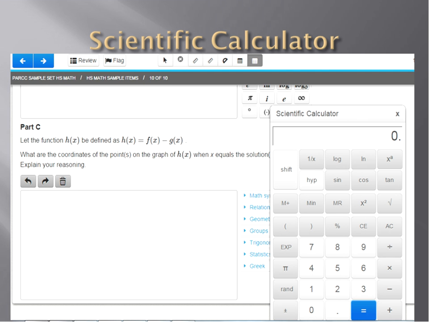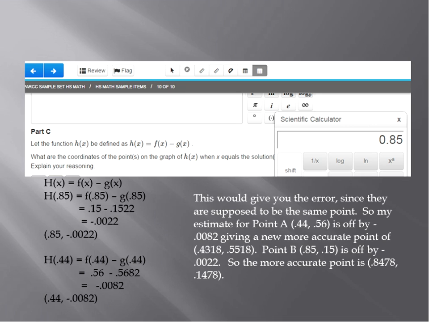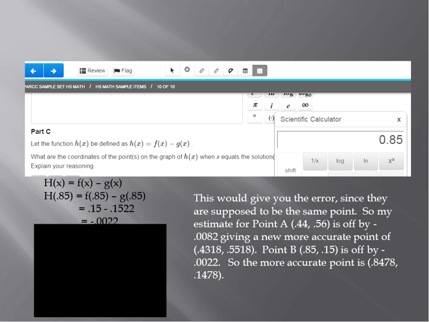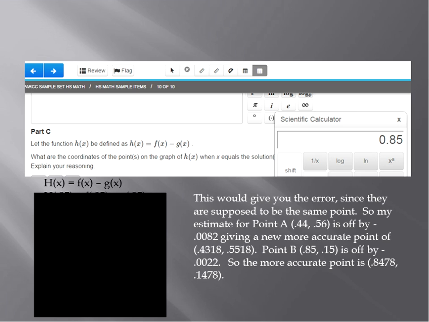Part C. Let the function h of x be defined as h of x equals f of x minus g of x. What are the coordinates of the points on the graph of h of x when x equals the solutions from part A? Explain your reasoning. So first of all, we're going to use some of the information that we have gained from parts A and B to solve this problem. And then we'll talk about what it means.